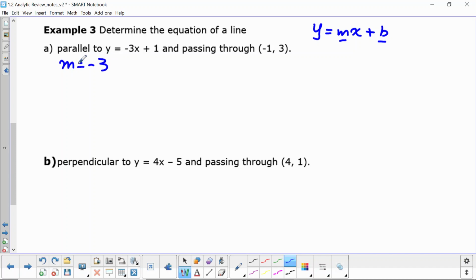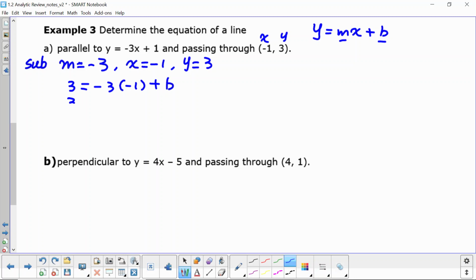So m equals -3, but you don't have the b. The b need to be different from the 1. How to find the b? Slope given, you have 1 point, so you have 3 variables are given. Then sub m equals -3, x equals -1, y equals 3 into this equation. So we have 3 equals -3 times -1 plus b. -3 times -1, you will have +3.